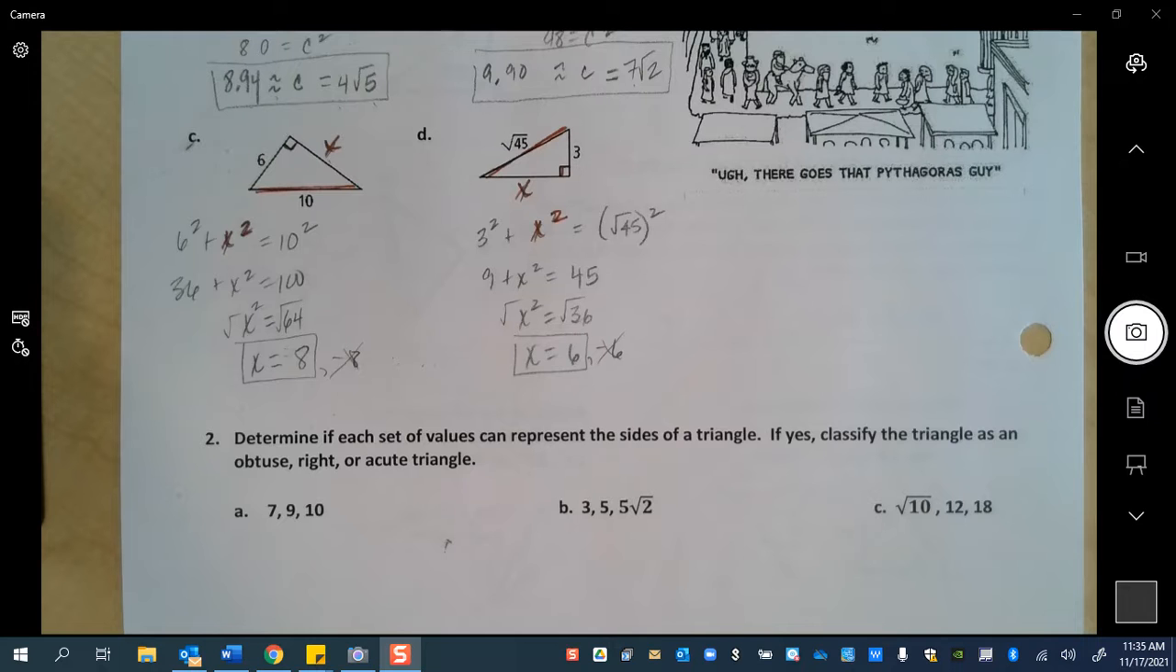Trick question. You ready? Which one of these 4 is a Pythagorean triple? Talk to your group mates. Go.